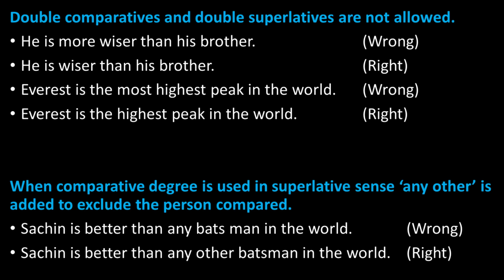Third one. When comparative degree is used in superlative sense, 'any other' is added to exclude the person compared. Sachin is better than any batsman in the world. Wrong. Sachin is better than any other batsman in the world.